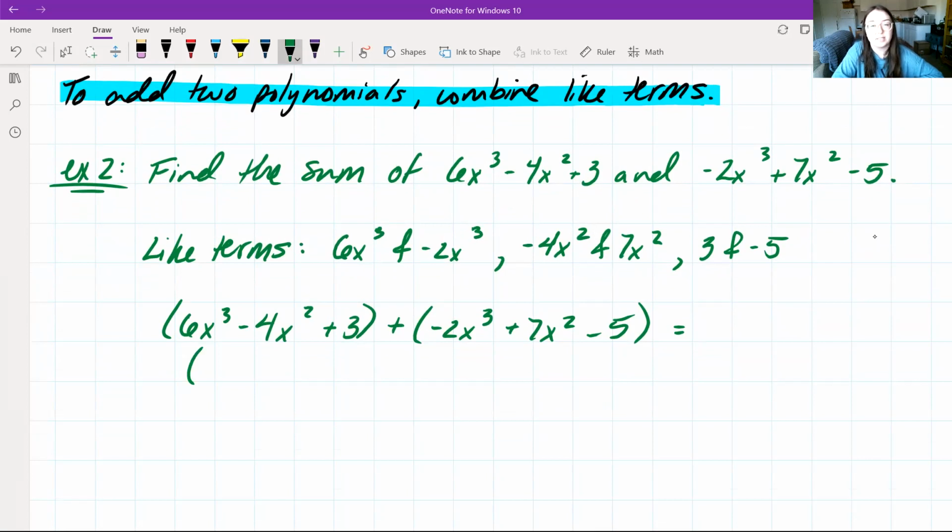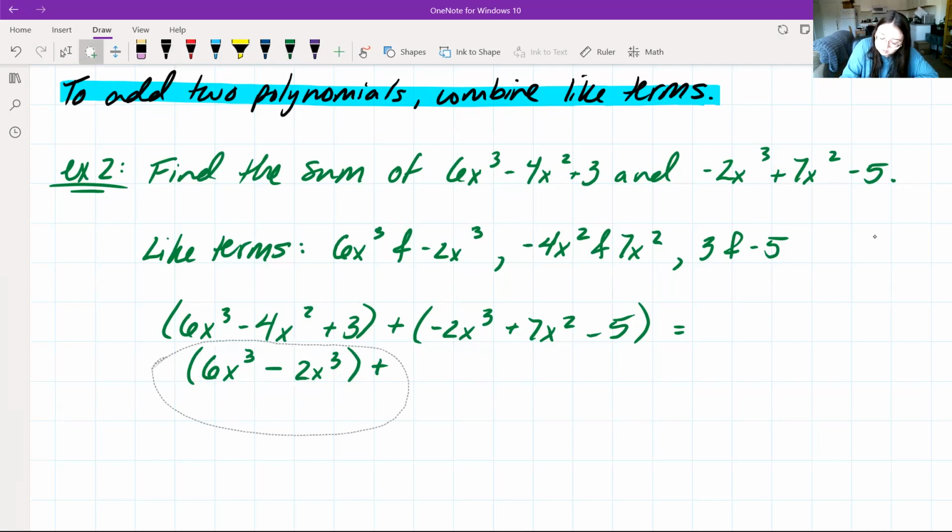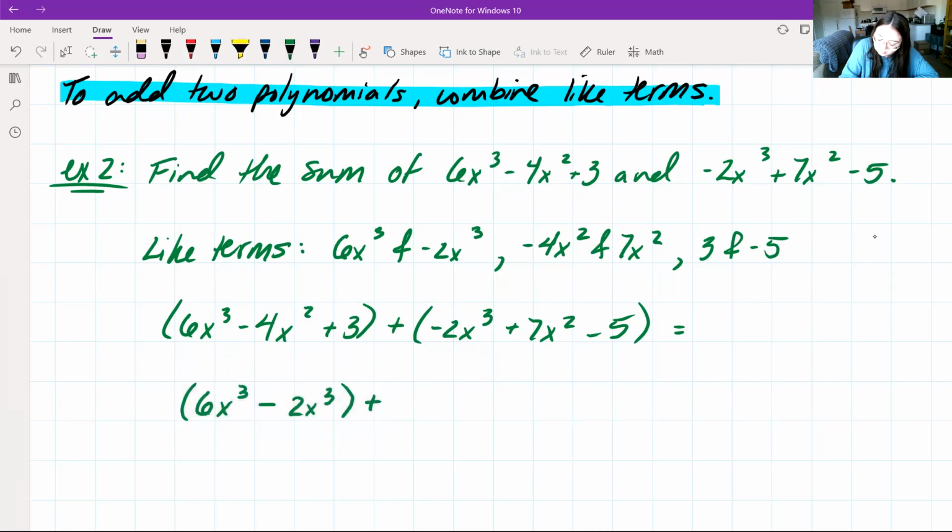Let's group our like terms together so it makes it a little easier for us. So starting with x cubed, we'll have 6x cubed plus -2x cubed. Since we are adding a negative, we can just say minus. And remember, our operator here is addition, so we'll have addition in between our grouping. Let's actually move this down a little bit. So for x cubed, that's what we got.